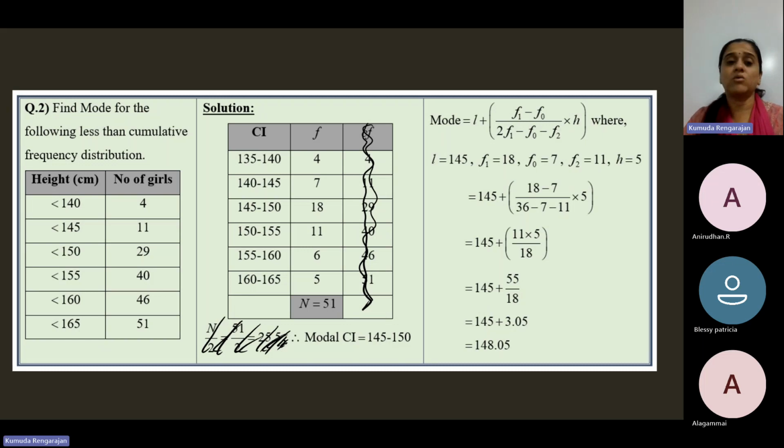Anugrah, how do you find the modal class interval? The class interval corresponding to the highest frequency, not the highest cumulative frequency, the highest frequency, is the modal class interval. And in the last step, some of us missed L plus. Now I saw a book where there is no into H. So we are forgetting. Please, it is L, the lower limit, plus, and don't forget the H, into H.